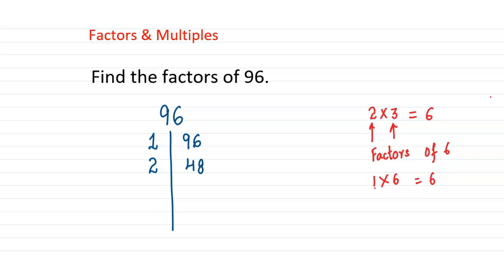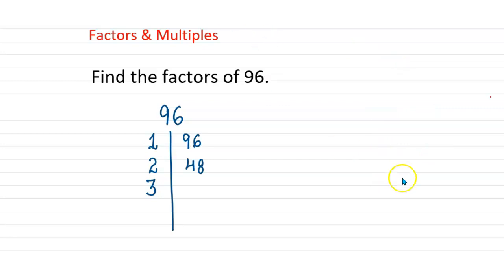Now, going in a very systematic manner, let's check the number 3. Is the number 3 a factor of 96? Let's recollect our divisibility rule of the number 3. Any number is divisible by 3 if the sum of the digits is also divisible by 3. So, for the number 96, we have 9 plus 6 equals 15, and 15 is a multiple of 3. So, therefore, the number 96 is also a multiple of 3.